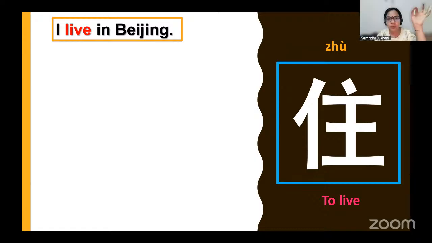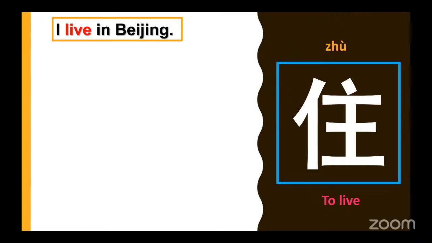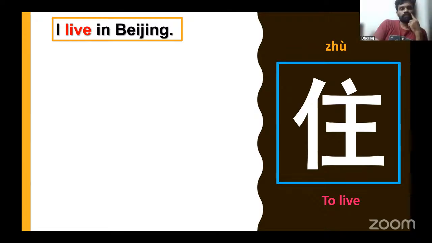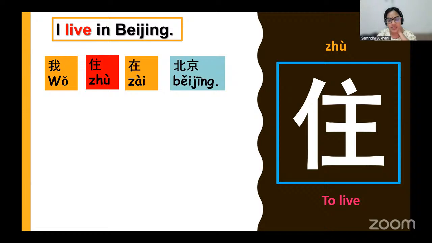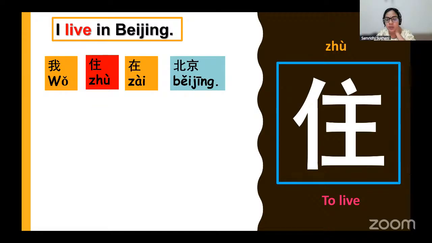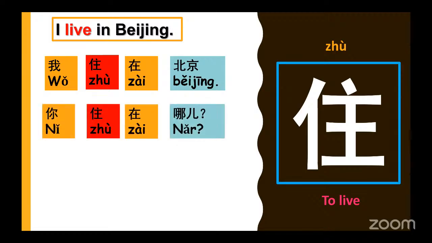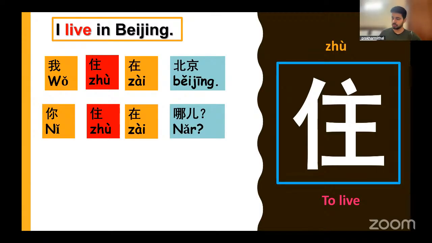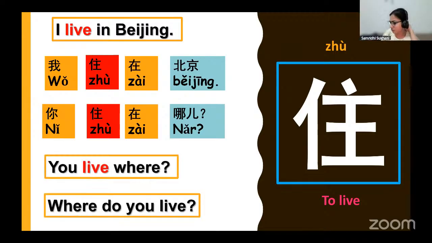Very good. Now can you put it vocab by vocab? What is I? 我. Live, 住. In, 在. So it becomes 我住在北京. I live in Beijing. And now if the statement is I live in Beijing, what will be the question? 你住在哪儿? Like you live at where? If I have to do it word by word, but it literally means where do you live? 你住在哪儿?